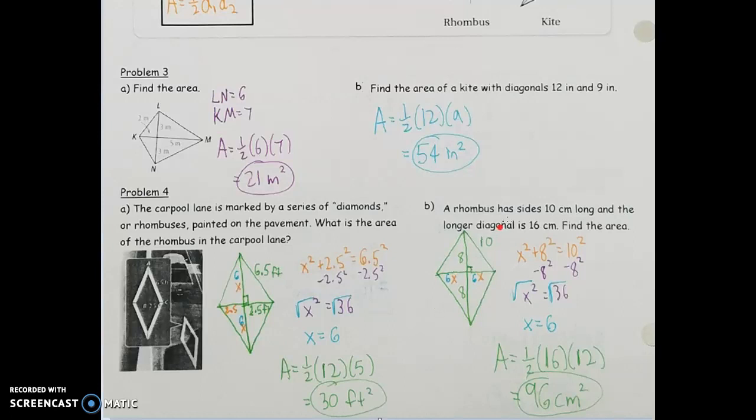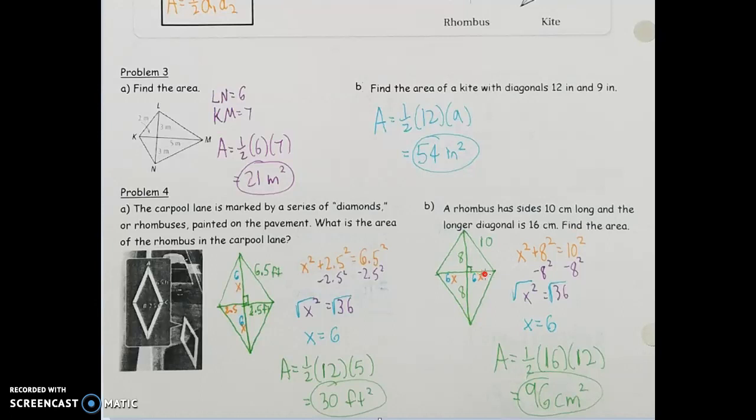Same type of question to finish. If I know a rhombus has sides which are 10 centimeters long, sides are going to be along the outside of your figure because your rhombus is that entire shape. We know the longer diagonal is 16 centimeters, so 8 and 8 if I break that up through the middle. I want to use that to find the area. So this time our missing length is just going horizontally.